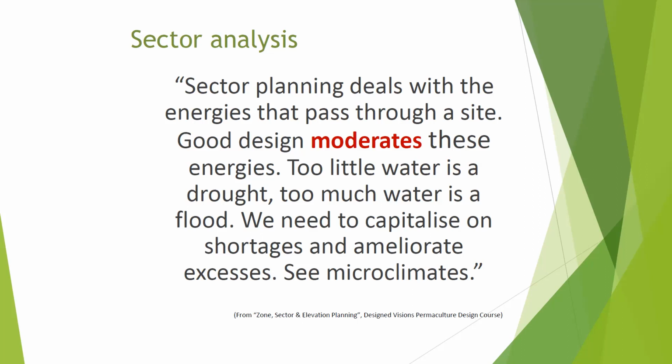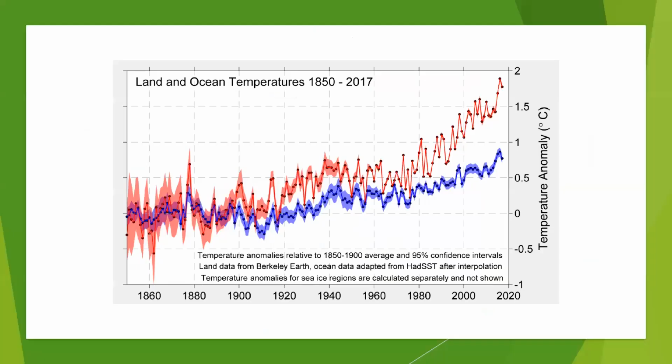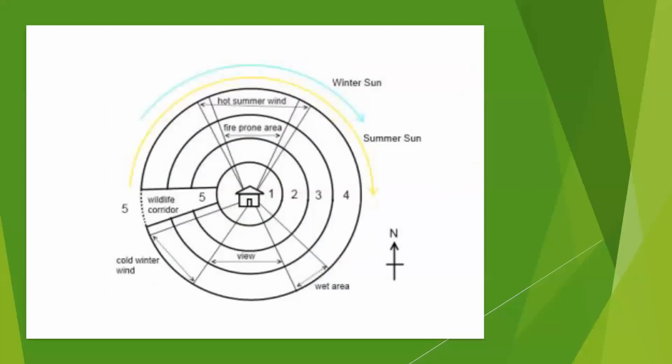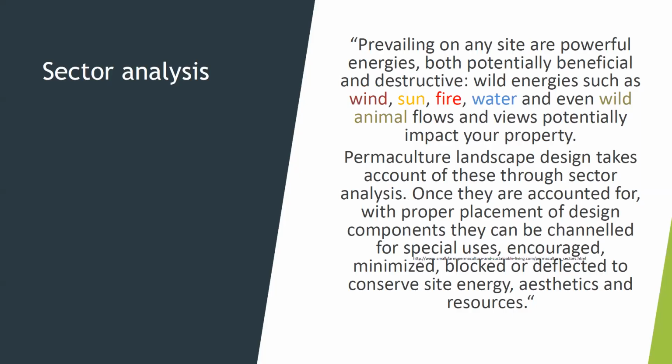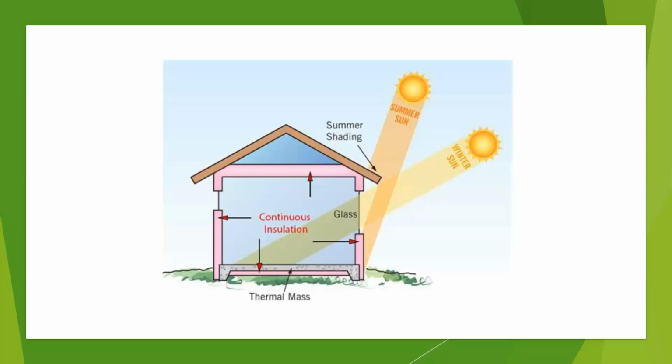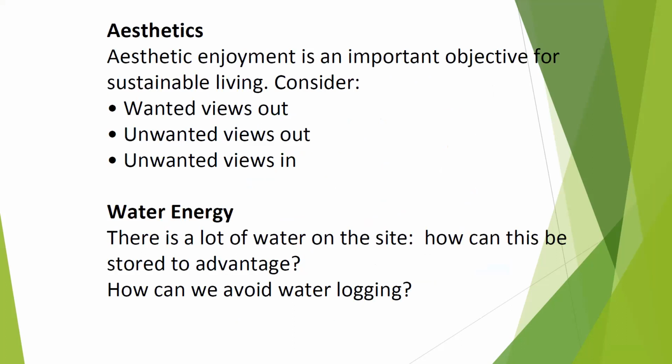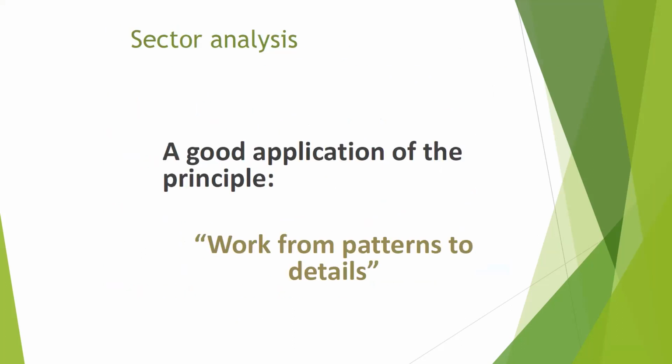So this is how we should be thinking as we approach permaculture design. We're going to look at things and see the patterns. We're going to think about how that fits into other perhaps long-term goals, how we fit into the landscape, and then also the functions of the design that we want it to do. So a good principle, work from patterns to details. That's my opening thought.